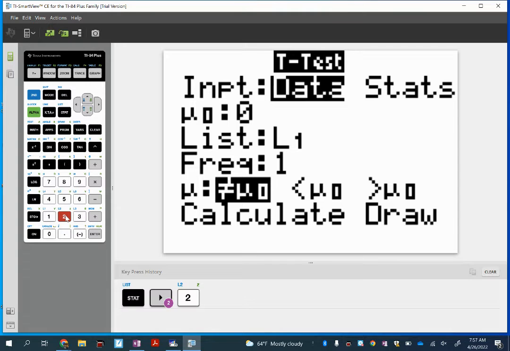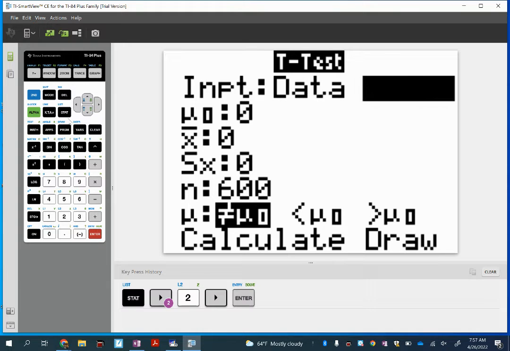We're going to input the stats. See where it says data right here? This would be if they gave us the list of those 400 data values for how many hours they worked in their second job. Luckily, they don't do that. I don't want to type in 400 data values. So go over to stats and hit enter.